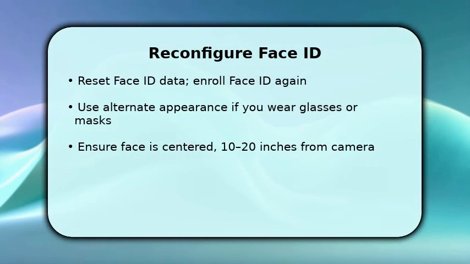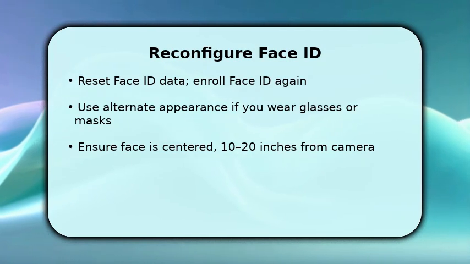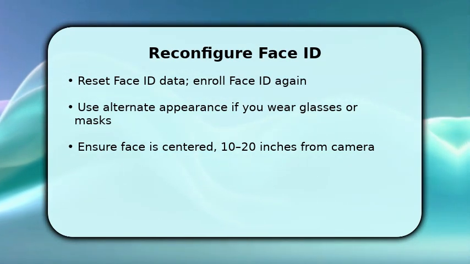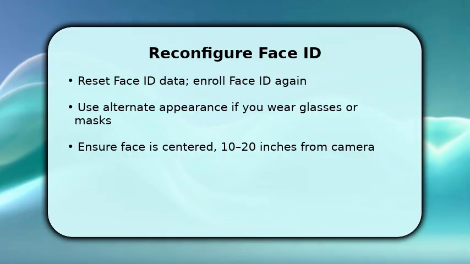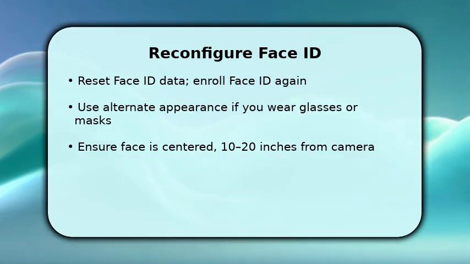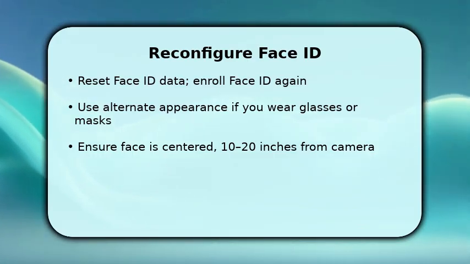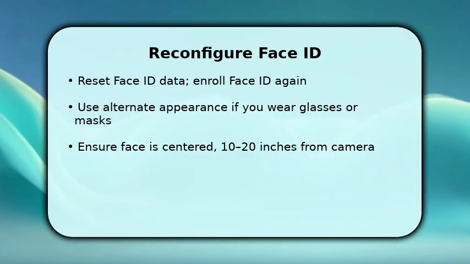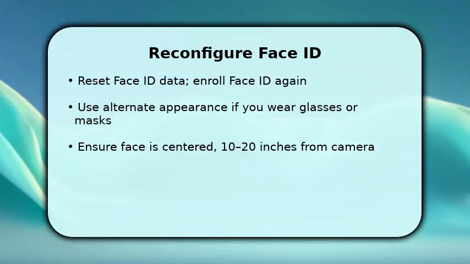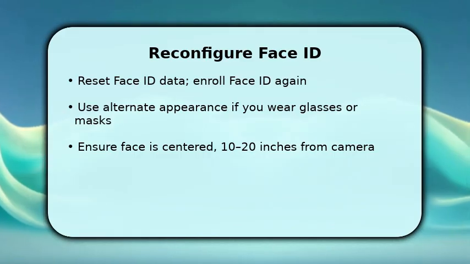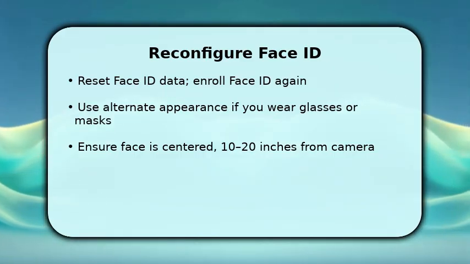You now move into reconfiguration. Go to Face ID settings and reset the data to eliminate corrupt profiles. After wiping the old data, enroll your face again slowly, following the on-screen rotation prompts. This improves map accuracy. If you wear glasses, a hat, or frequently use a mask, add an alternate appearance so the system learns variations. Make sure your face stays centered and about 10 to 20 inches from the camera during scans for consistent depth mapping.